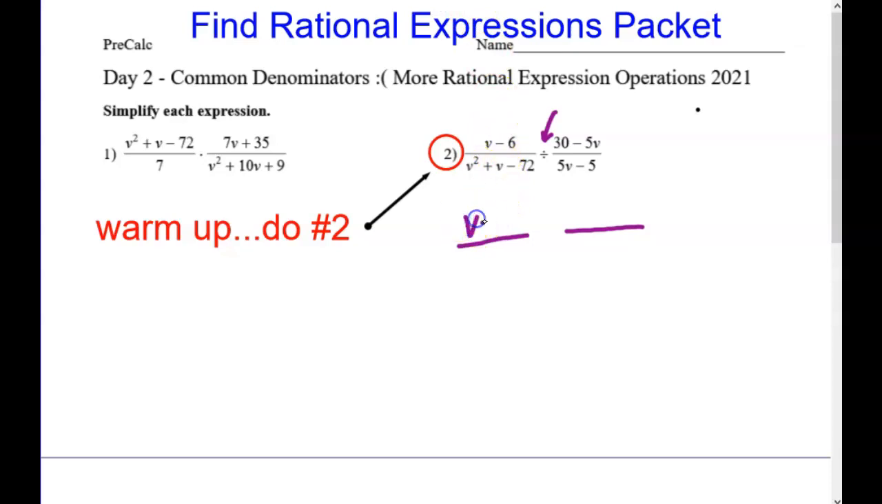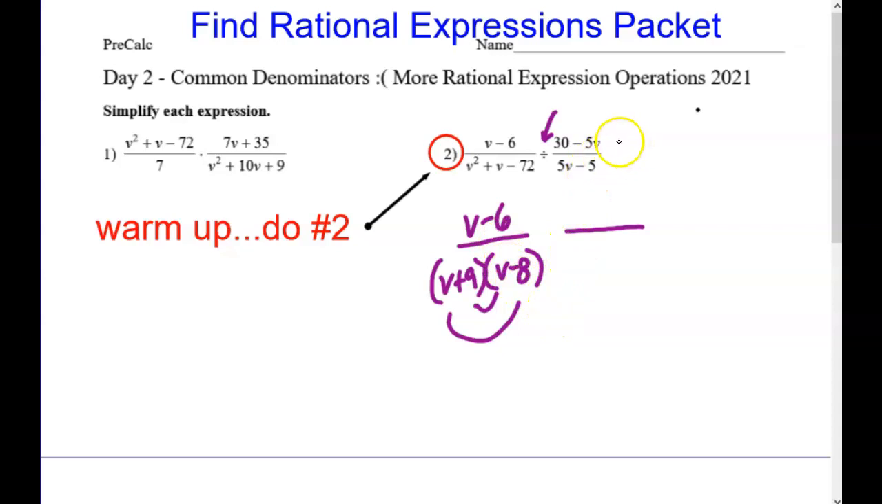So the first fraction, we just have v minus 6 over, and the denominator factors, anybody have that yet? I'm thinking 9 and 8 would give us a 1 in the middle. Plus 9 minus 8 to get a negative 72 at the back, and 9 minus 8 would give us a 1v in the middle. Okay.